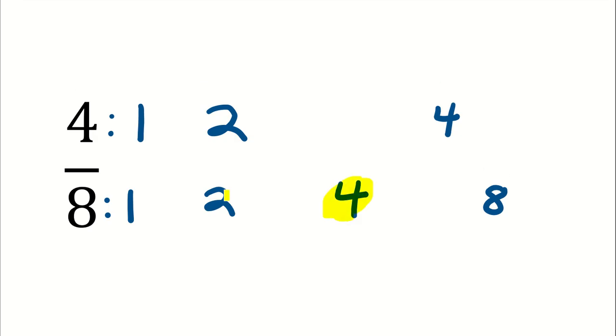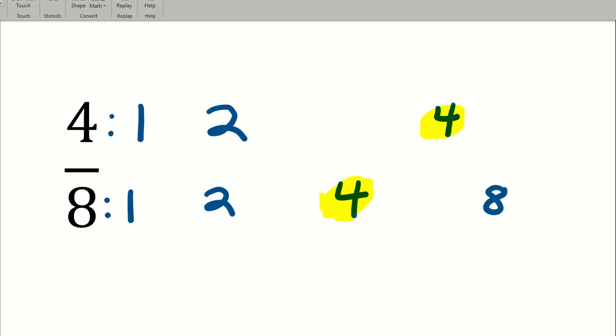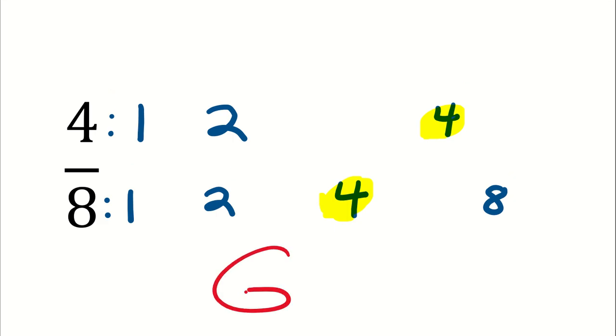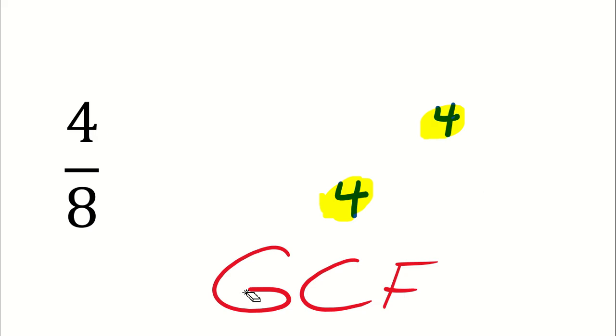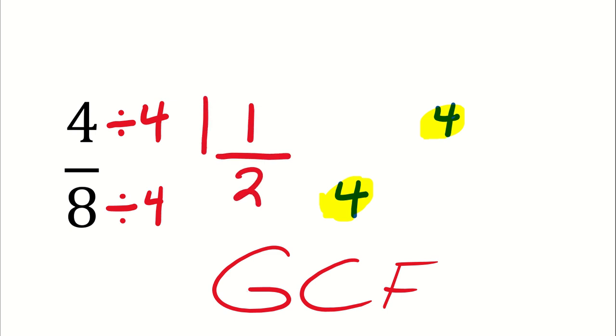That's right. 4 is the biggest number that appears on both lists, thus 4 is the greatest common factor. Now, all we have to do to simplify this fraction is divide the top number and the bottom number by 4, because it is the greatest common factor, and we will have our fraction simplified. 4 divided by itself is 1, and 8 divided by 4 is 2. Thus, we can simplify that to 1/2.